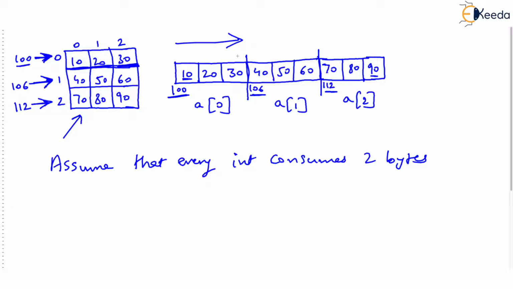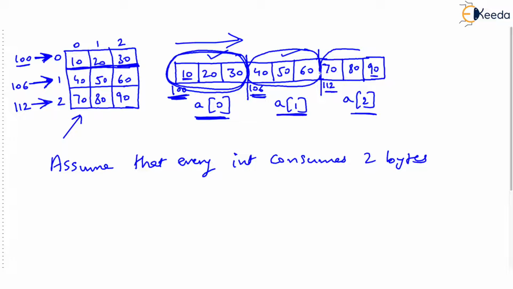Now, if you want the base address of this one-dimensional array, recall what a two-dimensional array is. It is a collection of one-dimensional arrays. So if you want the base address of this 0th one-dimensional array, you can simply write A[0]. If you write A[0], you will get 100 as the base address. And what if you want the base address of the first one-dimensional array? This was 0th, this is first. Simple, you just write A[1] and you will get 106. Similarly, A[2] will give the base address of this one-dimensional array.